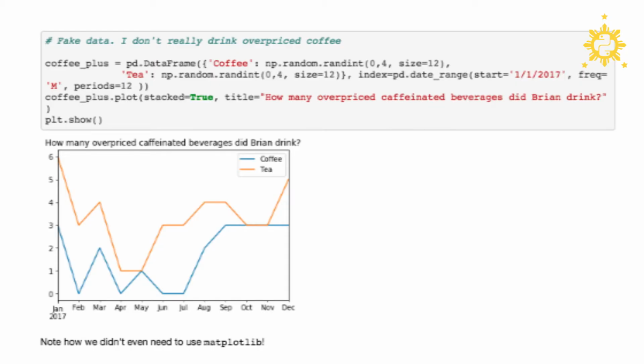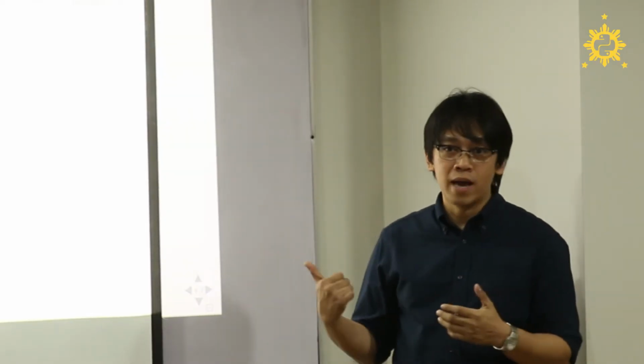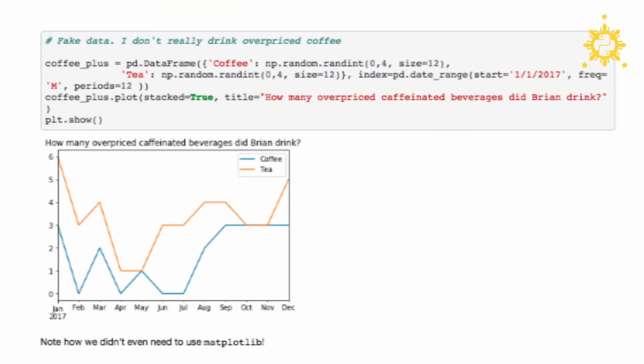So something very simple like this, it's a toy data frame. It's fake data. I don't really spend too much on buying coffee, but with one command, the plot command, you're able to generate a two-line stacked line chart just based on Matplotlib. Actually, you didn't even have to call Matplotlib directly because pandas data frames have a plot method which you can call to just plot your data frame.